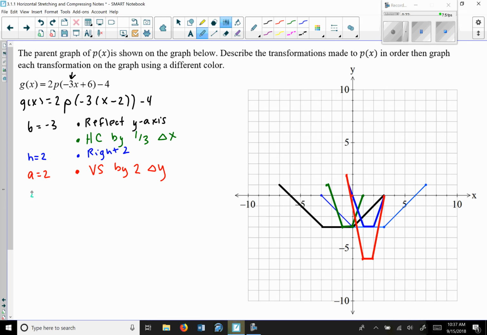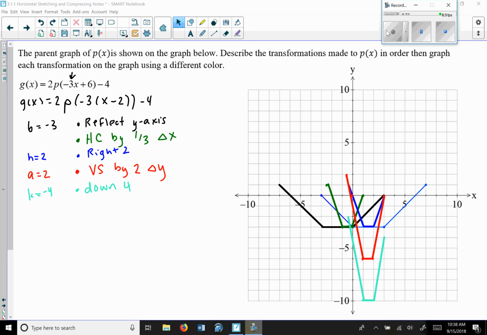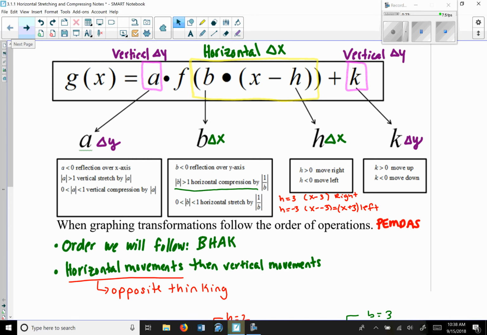And the last one's my K value, which is negative 4, so that moves it down 4. So now all I have to do is just count down 4 for each one. It's a little off there. Okay, and that's my graph moved down 4. So now I've done all my transformations. So again, as you can see, it's really important to follow the order of operations when we're doing this. Make sure you factor out your B value, and then again, you can always use that graphic organizer to help you with what each of the different values are doing.